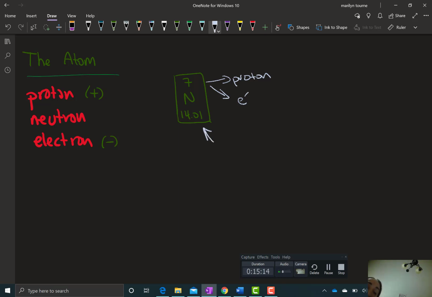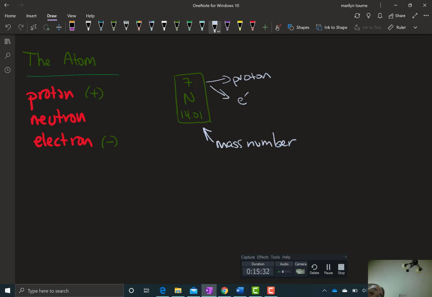The number on the bottom is called the mass number. And that tells you how many neutrons, because that's the only thing that we haven't talked about, right? It tells you how many neutrons it has. Okay, so let's break that down a bit. The mass of the atom, right? So this is mass number, so it's obviously talking about a mass.